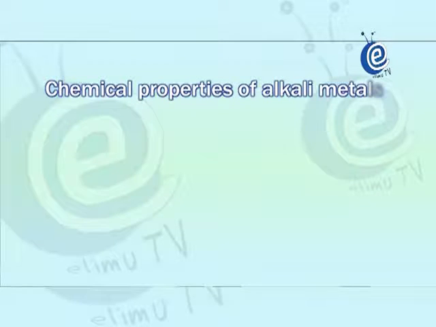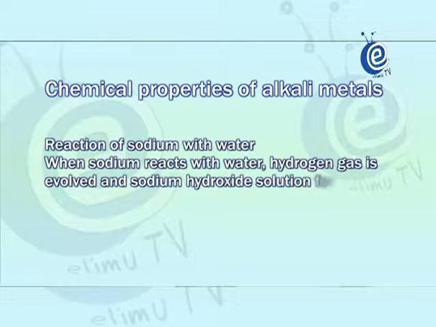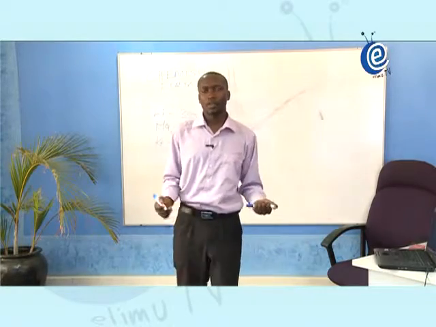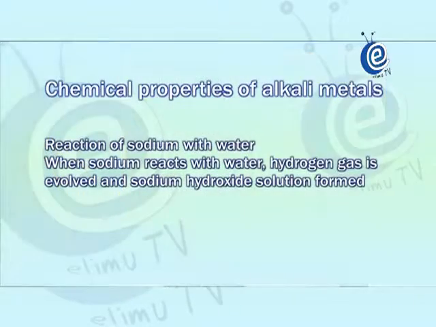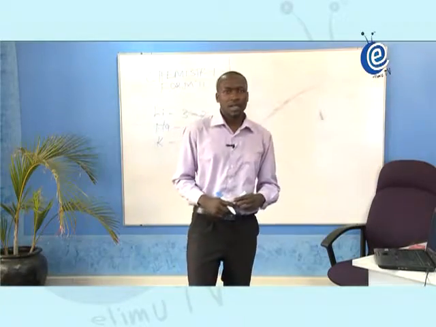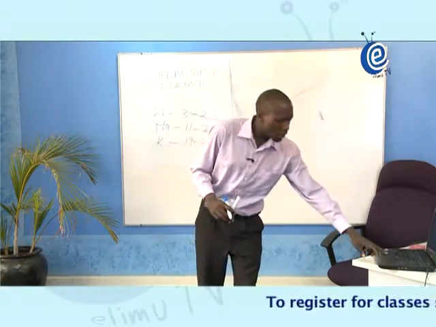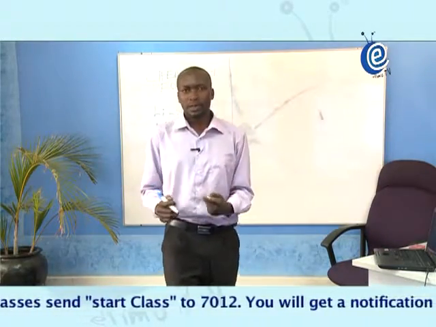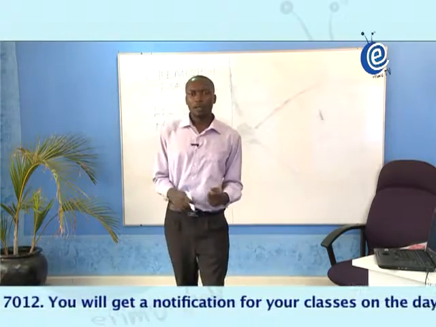So let's move on to another thing, that is the chemical properties of alkali metals. We have an example, the reaction of sodium with water. What normally happens when you react sodium with water? Sodium reacts with water to form hydrogen gas, and sodium hydroxide solution is normally formed. And how is the reaction? The reaction takes place vigorously.